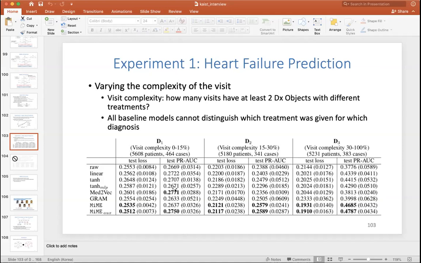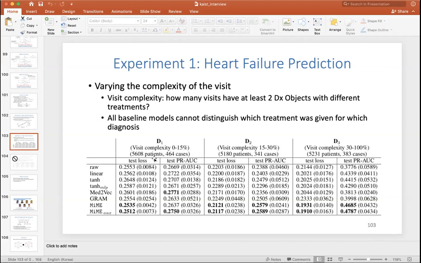So it's the same. But if you go to D3, which is the most complexly structured visit, we're dealing with the most complex visits, then you can see that MIME has about 47, 48%, 46, 47% PRAUC. Compared to that, the next best thing is 44% for 10H. And all the others show 38, 39%, 43%. So the gap is way wider compared to D1.